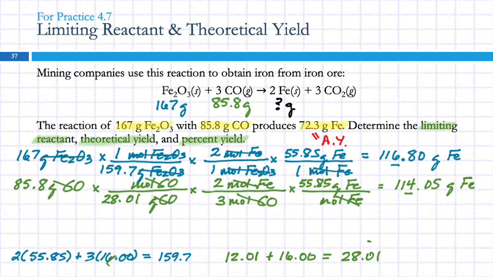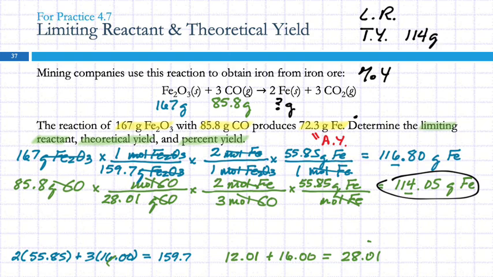So I'm looking for the limiting reactant, the theoretical yield, and the percent yield. One of these is my theoretical yield. Which one is it? The smaller one. So it's this guy. When I record that as my answer, I'm going to round that to 114 grams of iron. What is the limiting reactant? Yep, CO. This is my answer. I'm going to go back and see what gave me the answer. That's my limiting reactant.